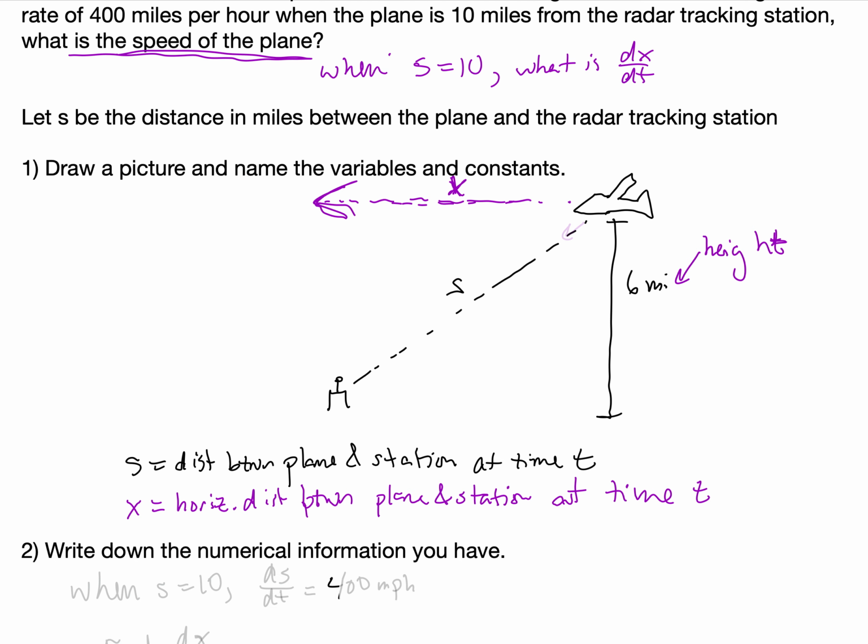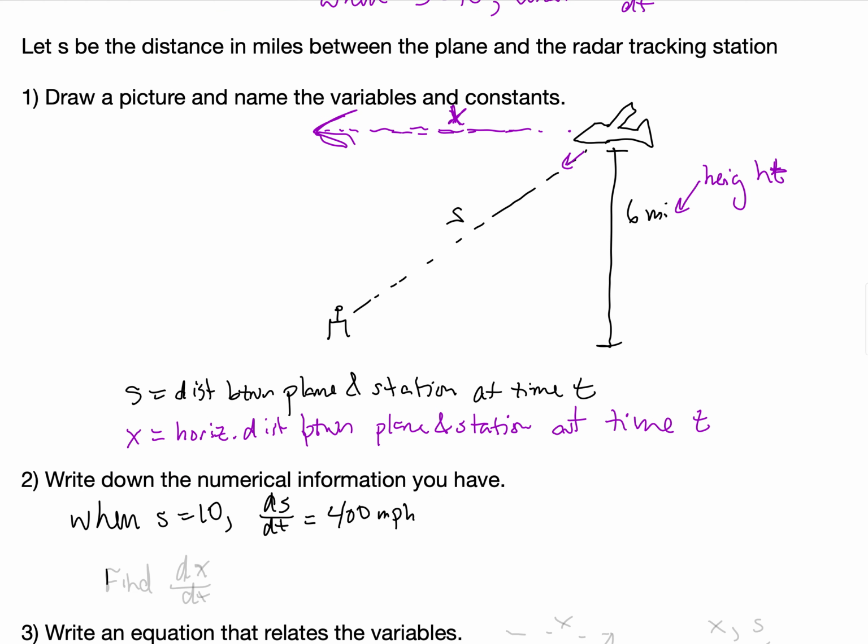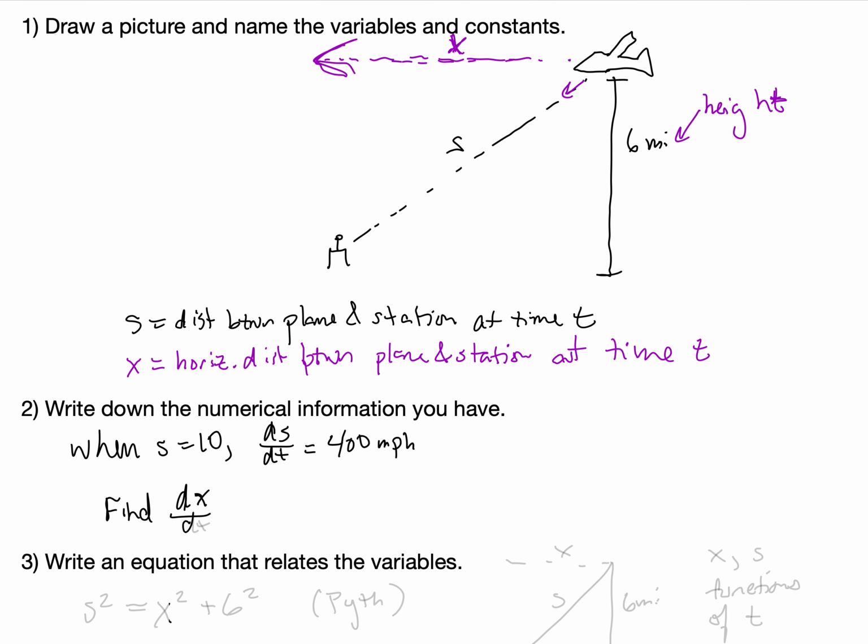And so the speed of the plane is not ds/dt. It's not traveling in this direction, but it is traveling in the direction of x. So what is dx/dt? Let's write down the information we have. We know that when s equals 10, ds/dt is equal to 400 miles per hour. And what are we trying to find? We are trying to find dx/dt.